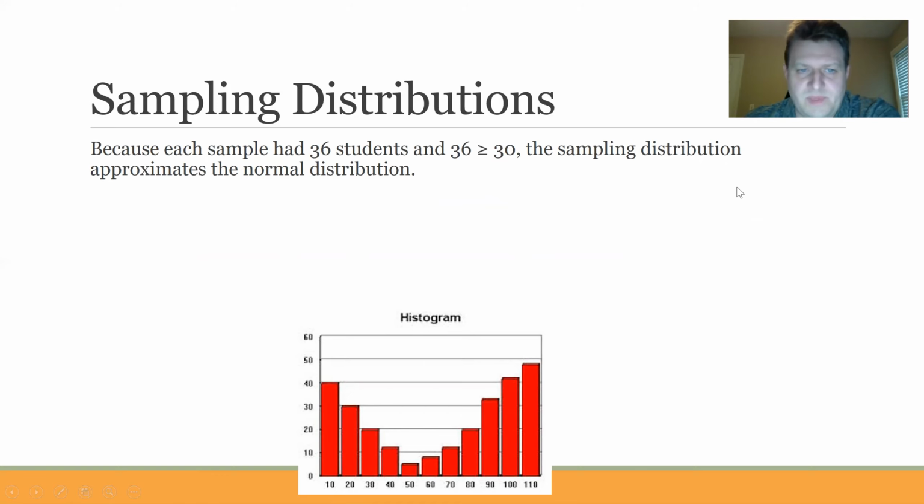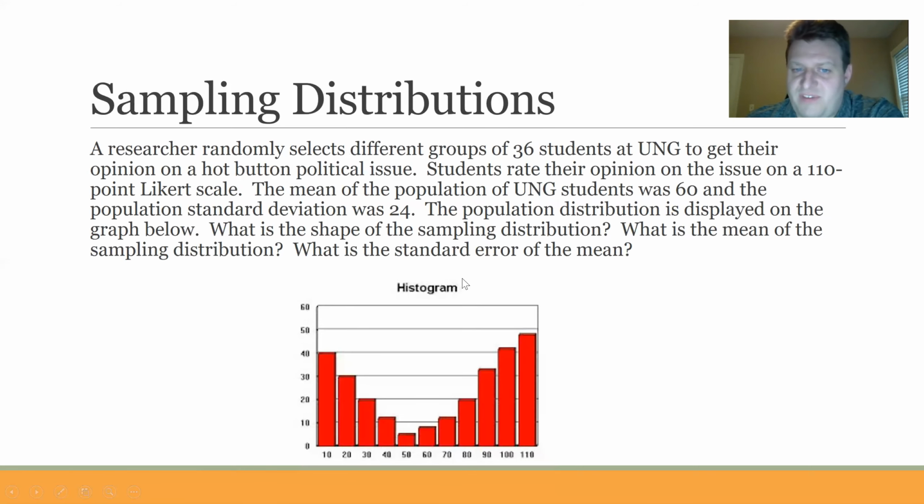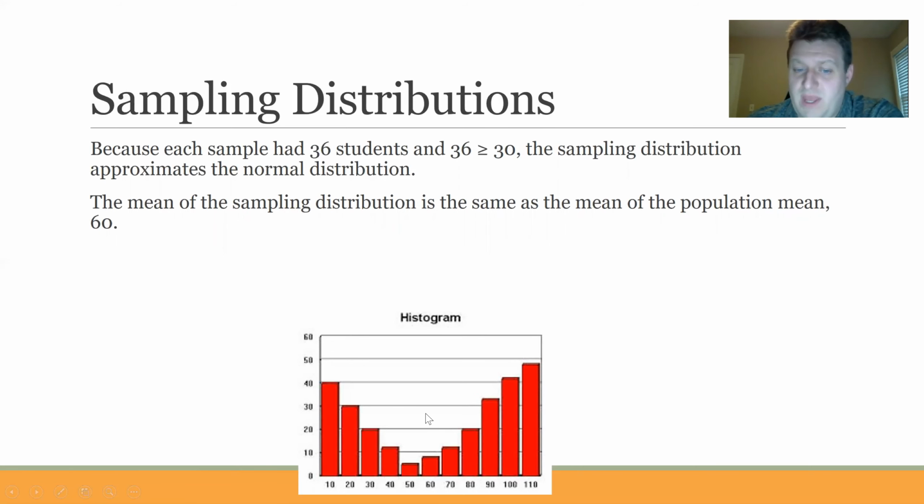Okay. What is the mean of the sample means? Well, the mean of the sample means, the mean of the sampling distribution, is always equal to the population mean. So we said it was 60 in the population. Our mean of the sampling distribution is going to be 60 as well.